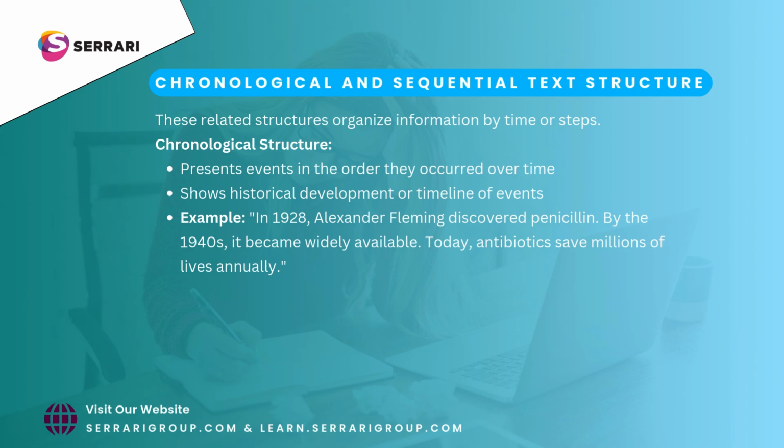Chronological and sequential text structure. These related structures organize information by time or steps. Chronological structure presents events in the order they occurred over time. Shows historical development or timeline of events. Example: in 1928, Alexander Fleming discovered penicillin. By the 1940s, it became widely available. Today, antibiotics save millions of lives annually.